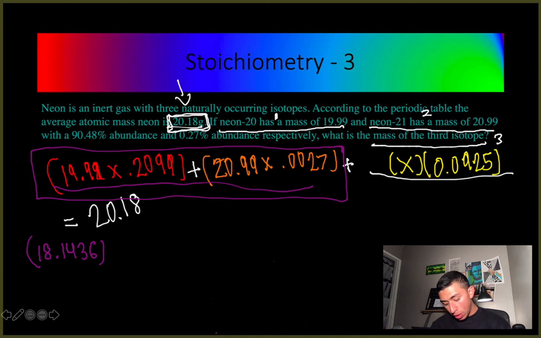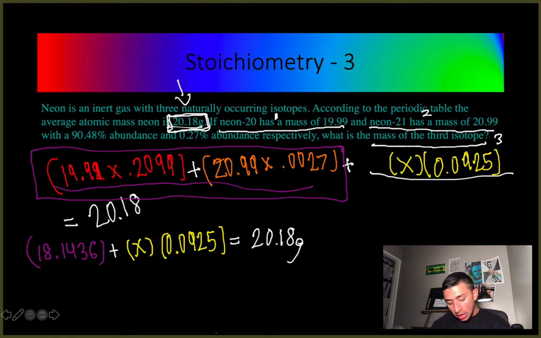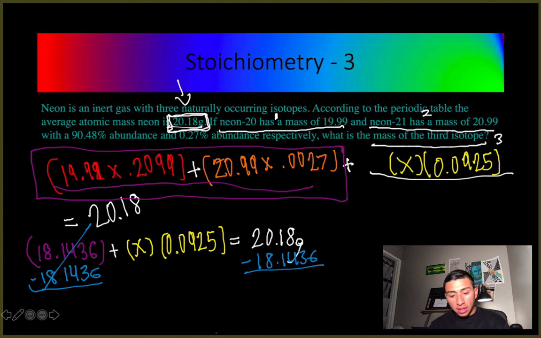And moving forward, we are still left with this information here. Now remember, we know what the average atomic mass is because the problem gives it to us. It is 20.18 grams. Now, this becomes a very, very simple algebra problem as I just explained. All that we need to do now is essentially go ahead and subtract 18.1436 from both sides here. We subtract it here and you should get 2.0364. That should be your answer to that subtracting operation.